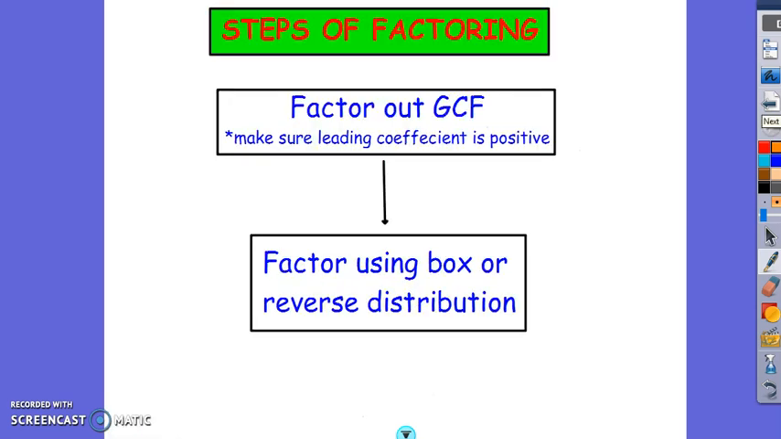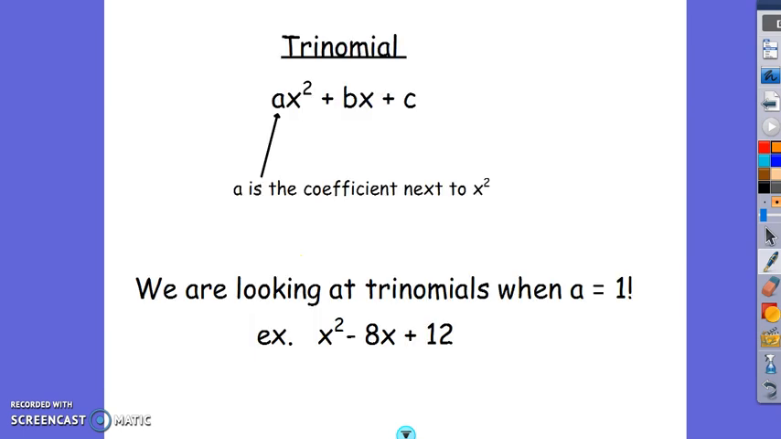Remember that we're going to want to factor out the greatest common factor and make sure that our leading coefficient is always positive. You're not going to see this in today's examples, but it is an important first step. Then we can factor using the box or the reverse distribution. I'm going to show you both methods, but primarily I'm going to be teaching the box.